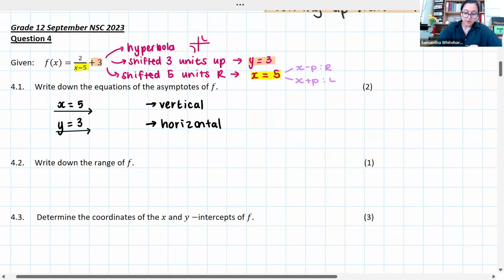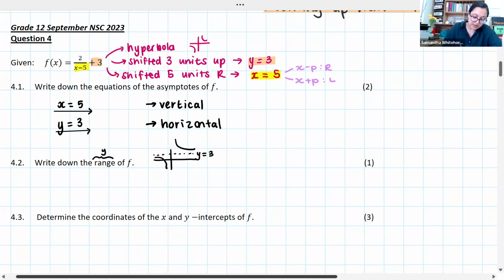4.2 says write down the range of f. Because I did a little sketch for myself, I know what type of graph I'm looking at firstly, and I can start to gauge what the range should be. Remember, range are all of your y values that the graph exists. We know that for hyperbolas, so we've got this hyperbola, we have that asymptote at y equals 3, and we know it sits in those quadrants.